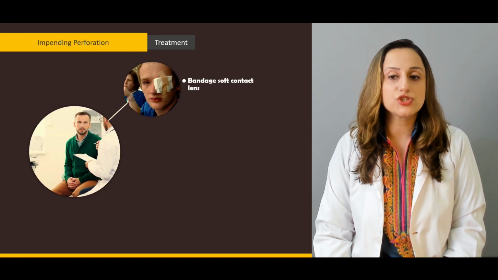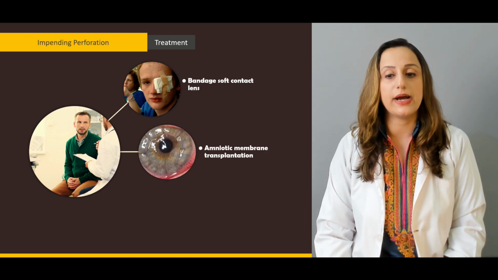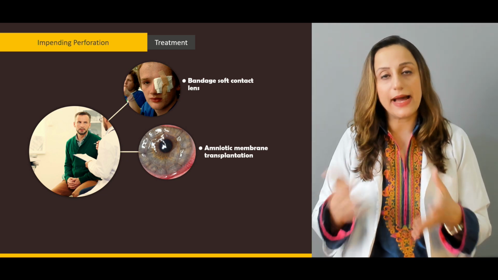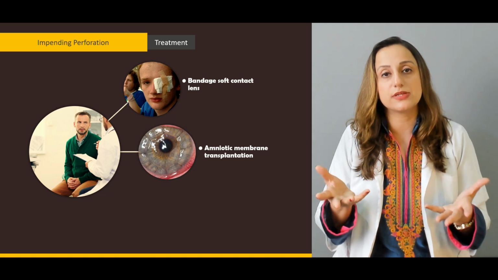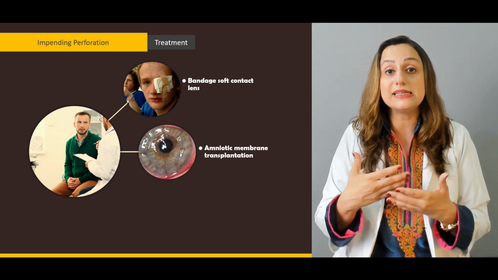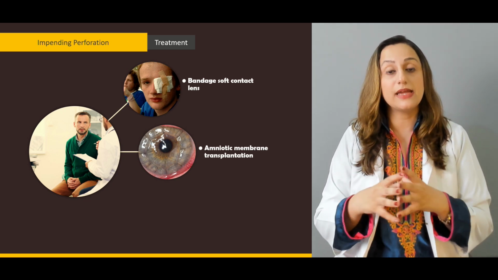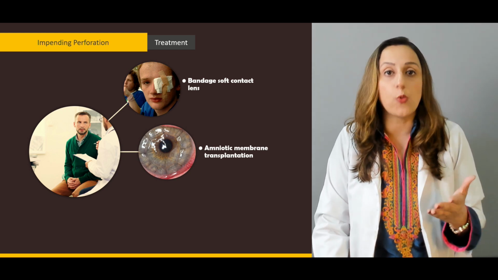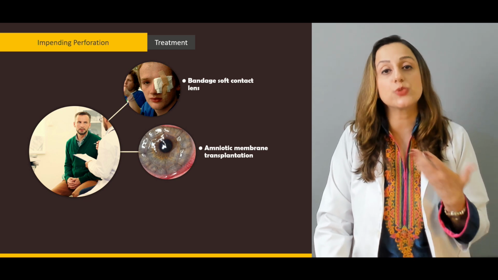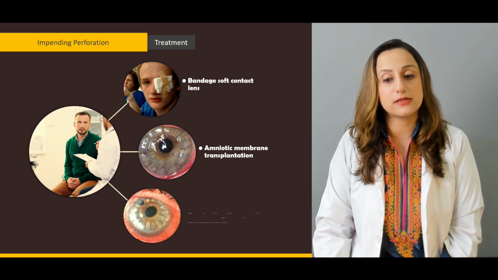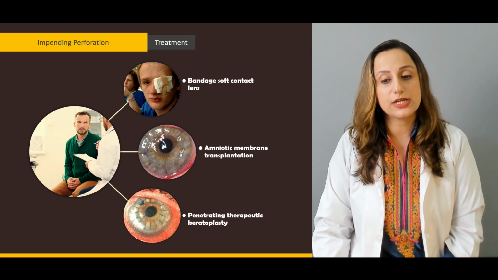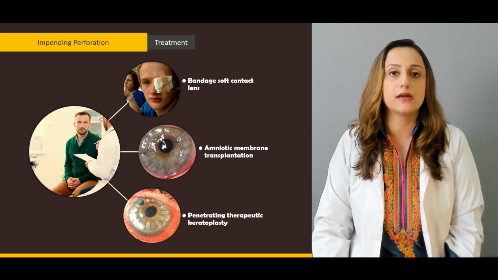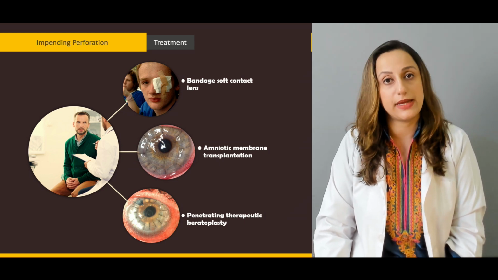Now, the bandages are usually soft contact lenses or amniotic membrane transplantation. All of these, whether it is the bandage, the amniotic membrane, or the conjunctival flap, are basically ways to hinder the impending perforation. You know that there is a weak wall, there is an ulceration, and you want to strengthen that wall by all of these methods. Penetrating therapeutic keratoplasty is one of the ways, another way to heal the ulcer when perforation is impending.